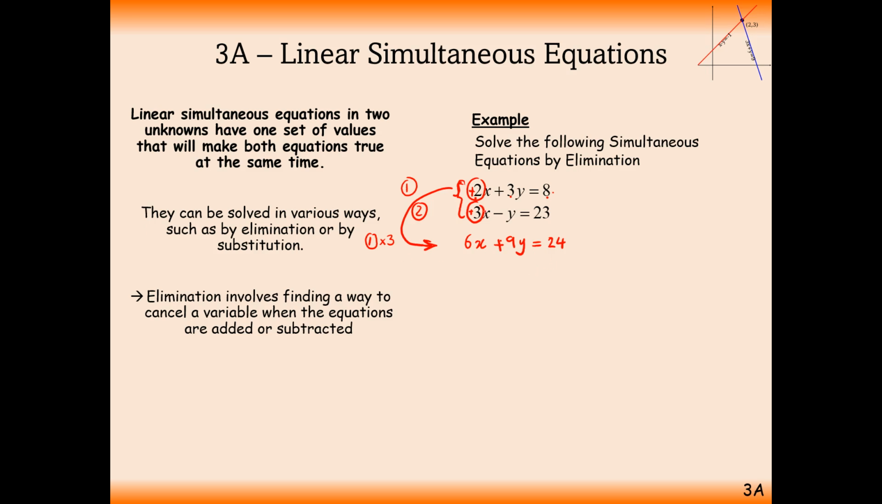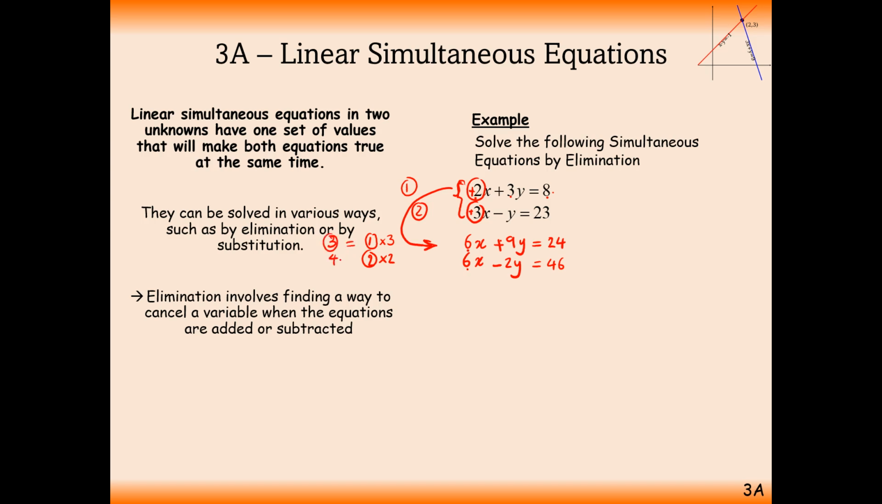For equation 2, I'm going to multiply everything by 2 because I knew I'm going to end up with a 6 in front of the x. So 3 times 2 is 6, negative 1 times 2 is negative 2. You don't see it, but there is an invisible 1 in front of the y, and 23 times 2 is 46. Now that I've achieved my goal of having the same coefficient in front of the x, let's call these equations 3 and 4.